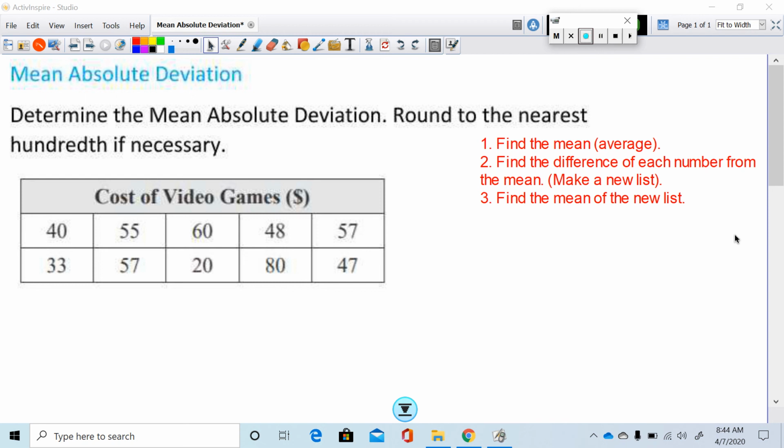Mean absolute deviation. Determine the mean absolute deviation and round to the nearest hundredth if necessary. There are three main steps to finding mean absolute deviation. This takes a little bit of work. The first step is to find the mean or the average. The second step is to find the difference of each number from the mean, make a new list with that. And the third is to find the mean of the new list. After you do that, then you'll have your answer.